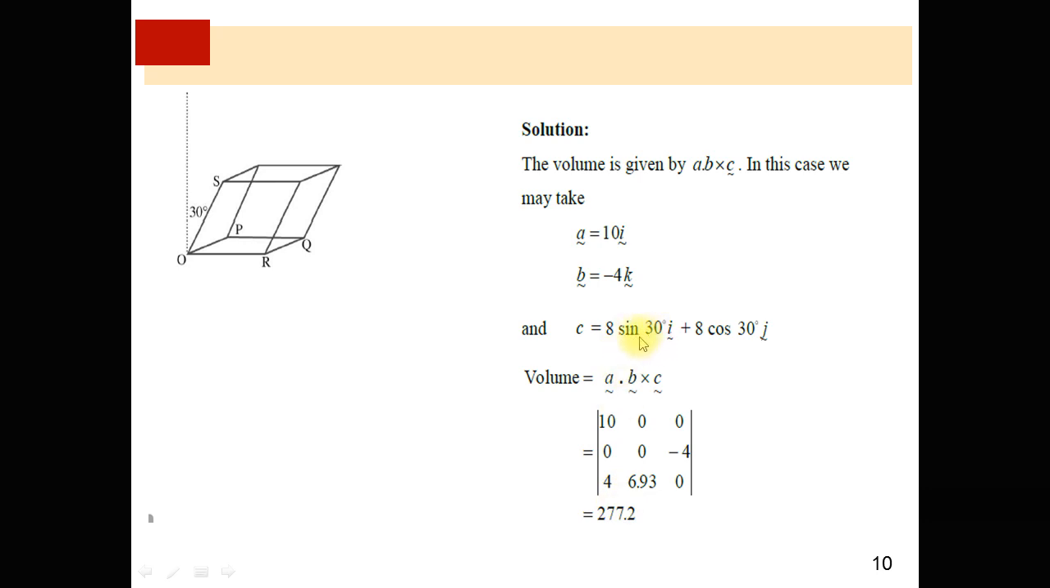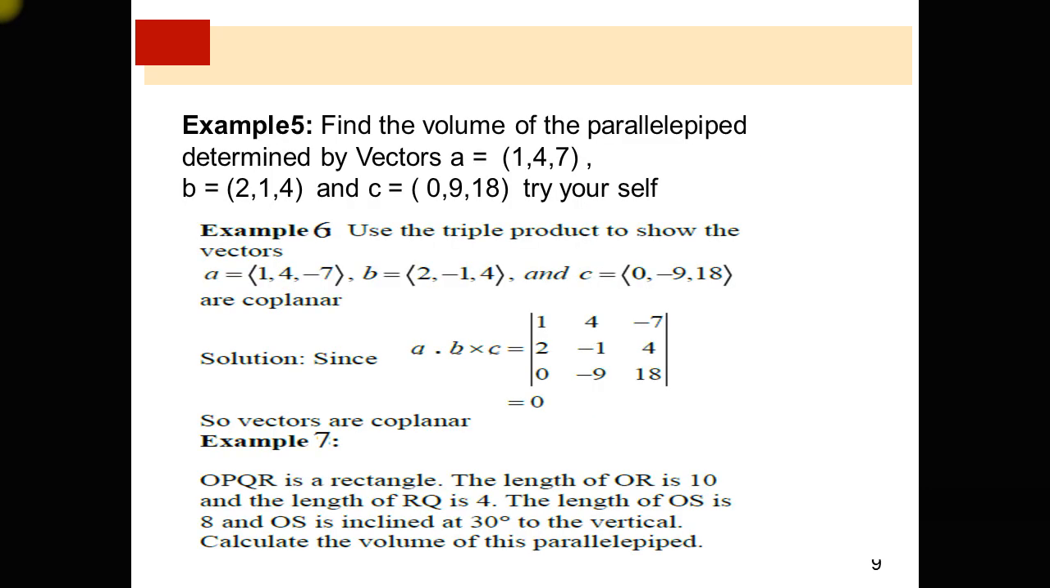First of all, find sin 30. The value of sin 30 multiplied by 8 gives 4, and the value of cos 30 multiplied by 8 gives 6.93, and in the third component, k is 0, so this is equal to 0. Now expanding this determinant, we obtain the volume of this parallelepiped equal to 227.2.